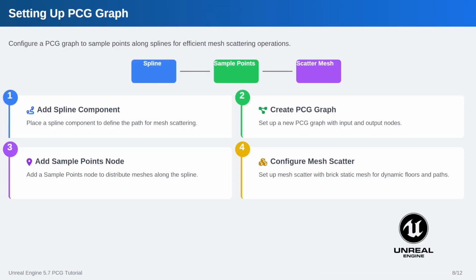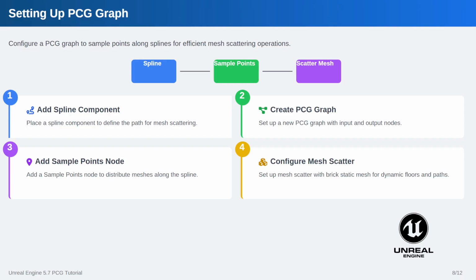To achieve what we want in Unreal Engine, we have to understand what is happening with the PCG graph. In the PCG graph, we have a spline that creates sample points for us to scatter our mesh. So first we need to create the spline component. Second, we need to create the PCG graph. Third, add sample points, and then configure the mesh scatter and what it is scattering. For our purposes, we are using a singular brick mesh that you can find on Fab, and here you can repeat the process.